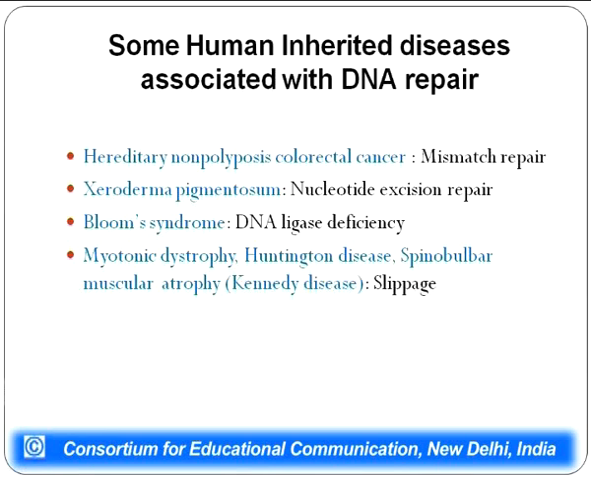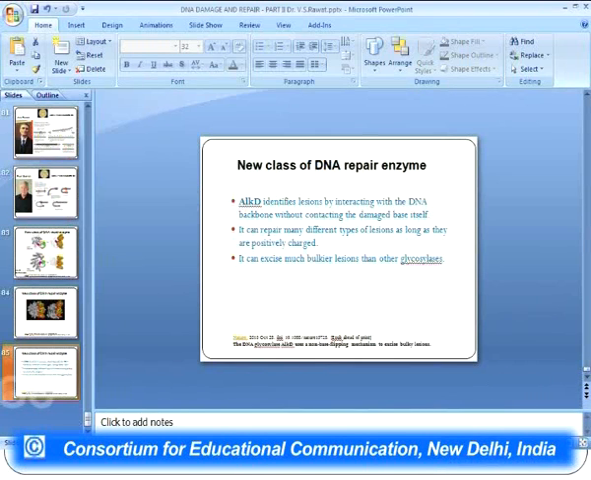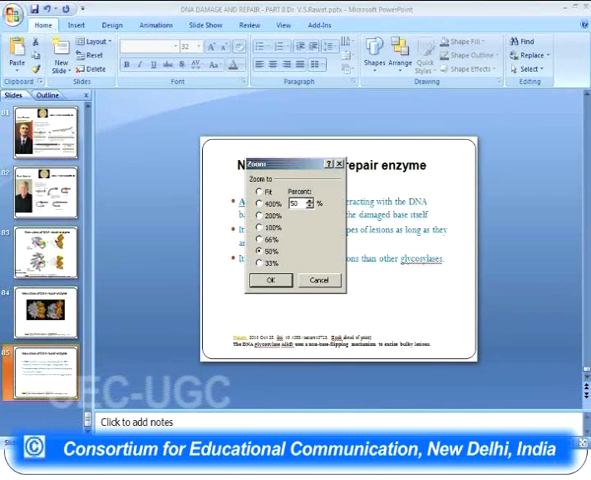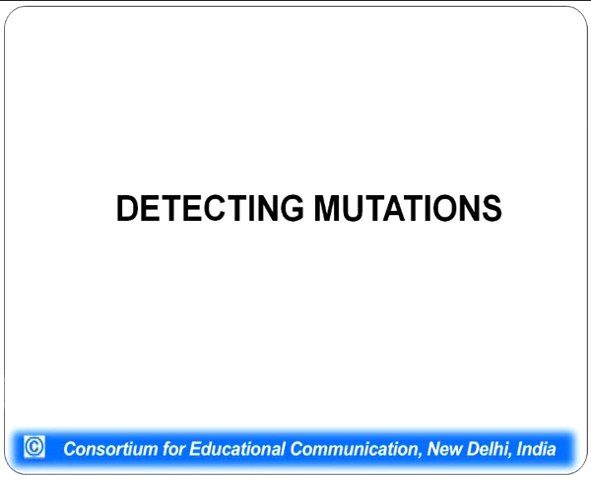There are many diseases associated with mutations in DNA repair machinery, and some of these, as I have already told, are HNPCC, which occurs because of damage to the mismatch repair system; Xeroderma pigmentosum, which occurs whenever there is a defect in the nucleotide excision repair mechanism; Bloom syndrome, which occurs whenever there is DNA ligase deficiency; and diseases like Huntington's disease and Kennedy disease, which occur whenever there is slippage in the DNA replication machinery.